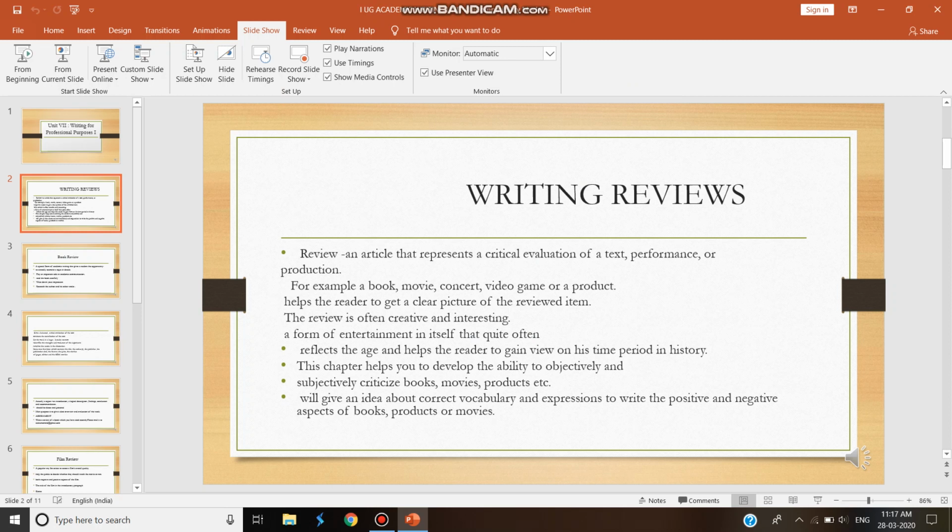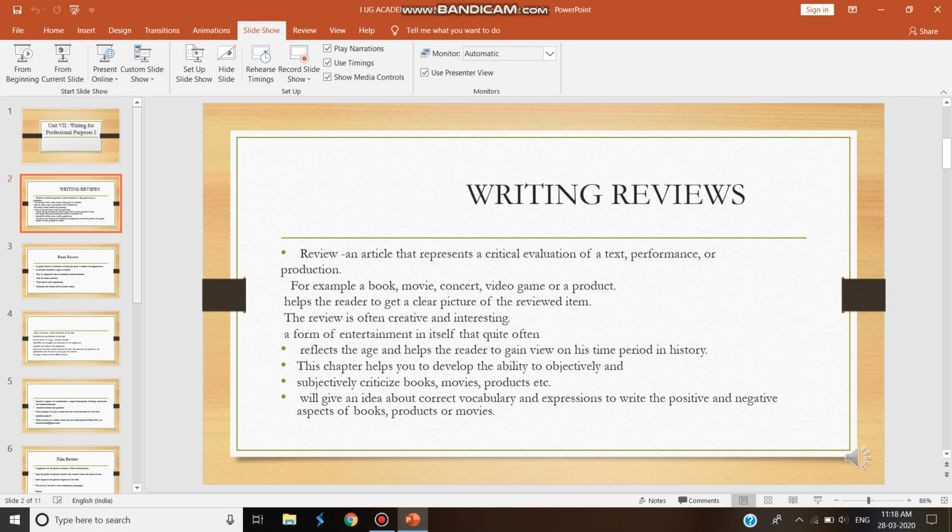A review is an article that represents a critical evaluation of a text, performance, or production. For example, a book, movie, concert, video game, or a product. Suppose you have read a book, you can write a review on that. You have watched a movie, you can write a review on that. Or you have bought a product, a mobile phone, a TV, or a washing machine, you can write a review on that.